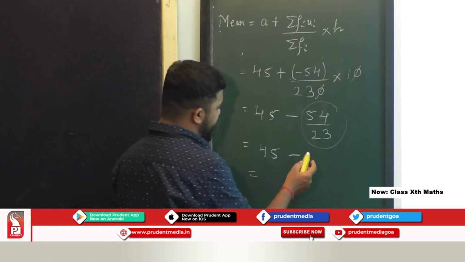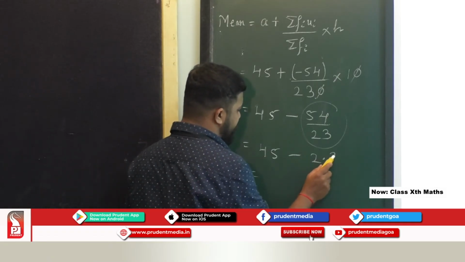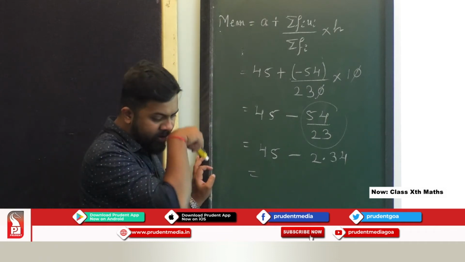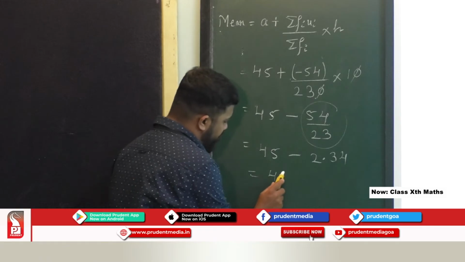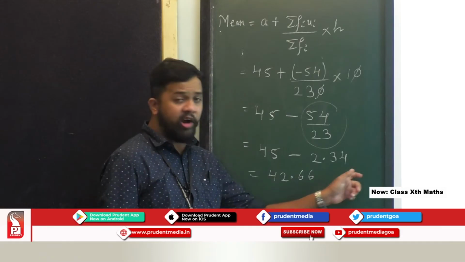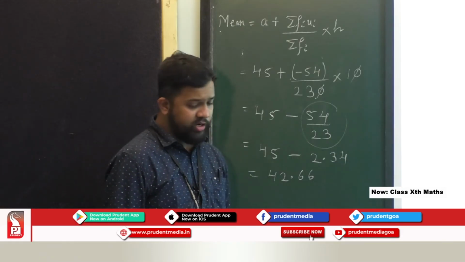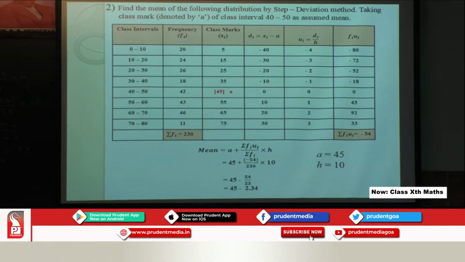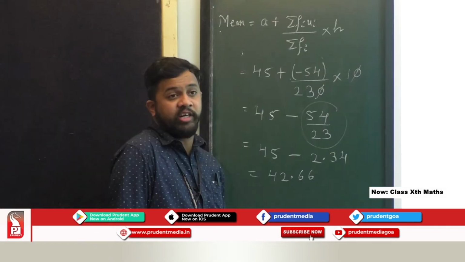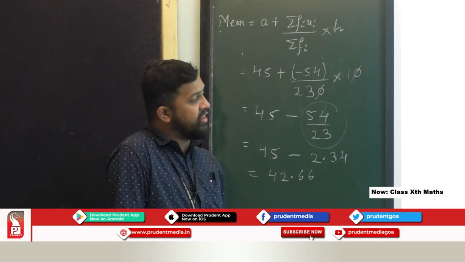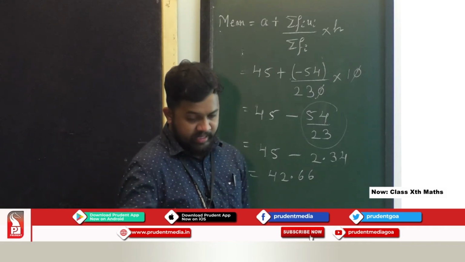So first divide 54 by 23. If you divide this number, you will get the answer as 2.34. Now subtract 45 minus 2.34, and you will get the answer as 42.66. Up to 2 decimal places you can find it, because the number goes further. So you can see 42.66. So this is the third method which we learn today, that is the step deviation method. So hope you are clear with the step deviation method.